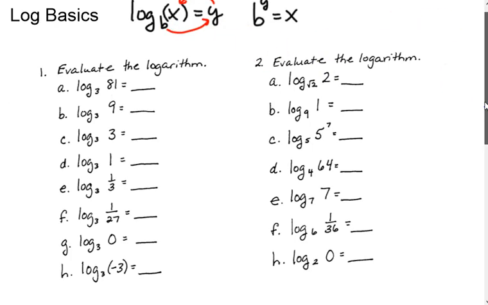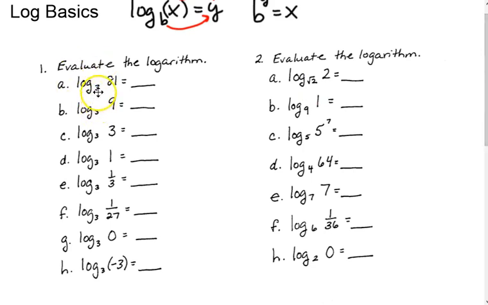So if we look at the first example, 3 raised to this power gives me 81. So what I'm asking is 3 to what power equals 81? Well, if you remember, 81 is 9 times 9. That's going to be 3 times 3 times 3 times 3. So it's 3 to the 4th. So this would be 4. 3 to the 4th equals 81.